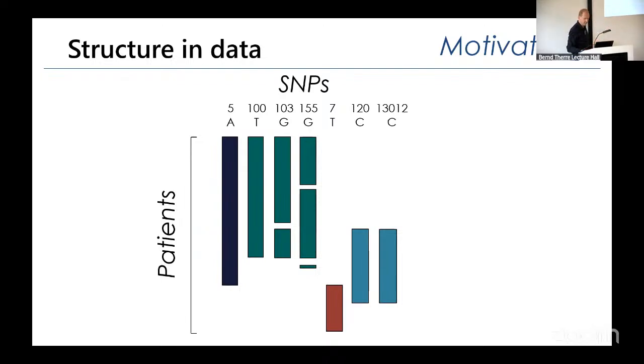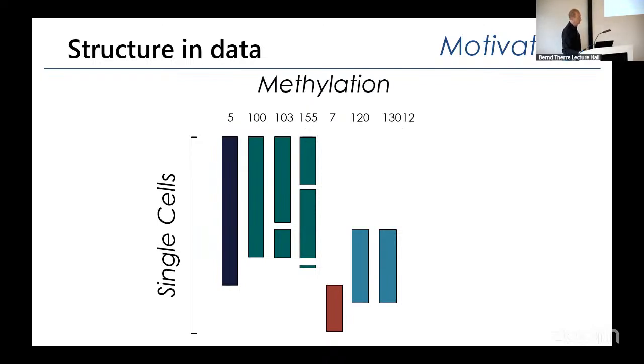Good. So this is then with patients and SNPs, but in modern bioinformatics, we're actually looking at single cell sequencing. So what is the genetic makeup of an individual cell? Because every cell is a bit unique.